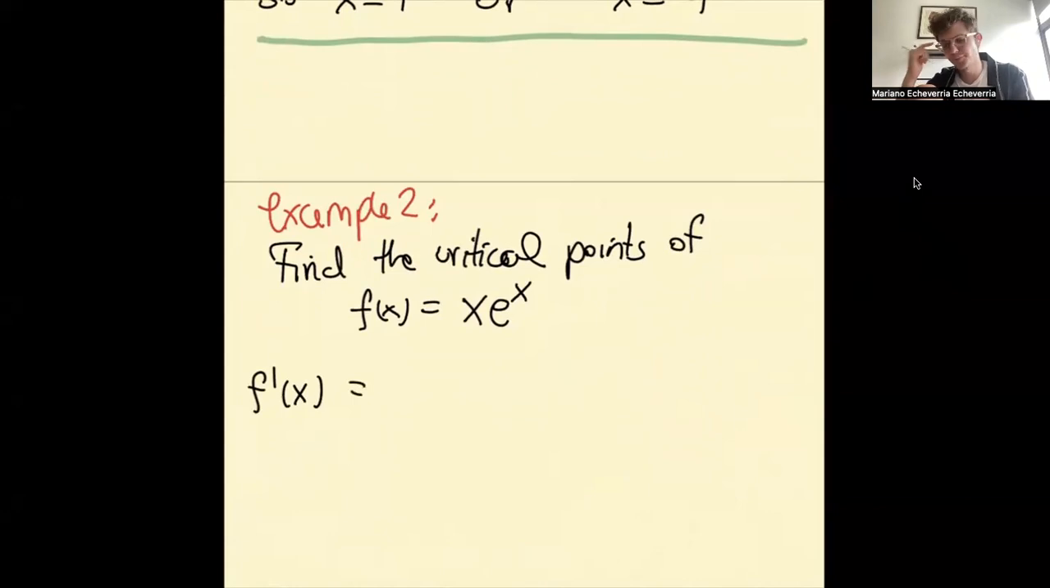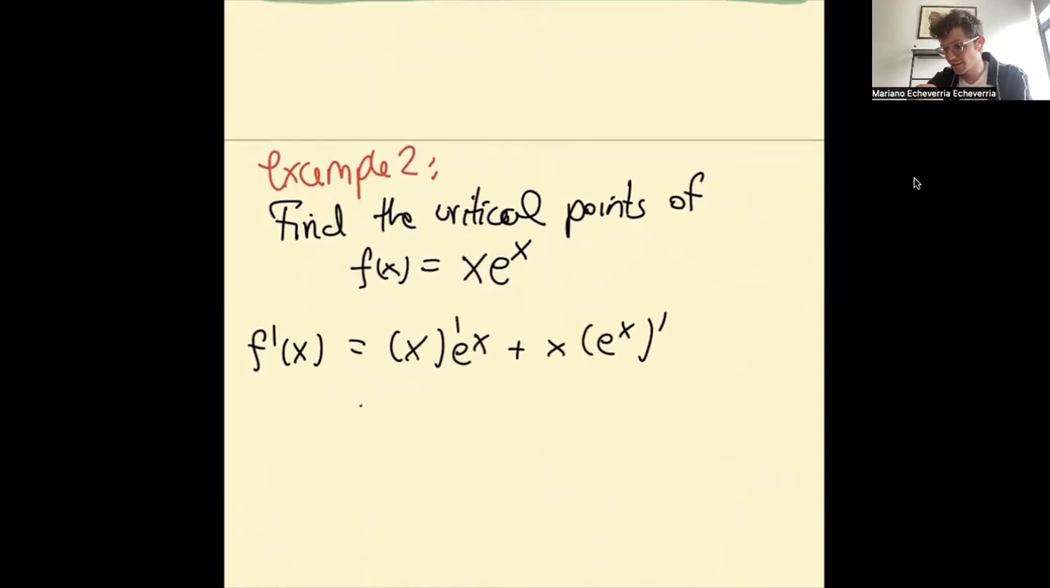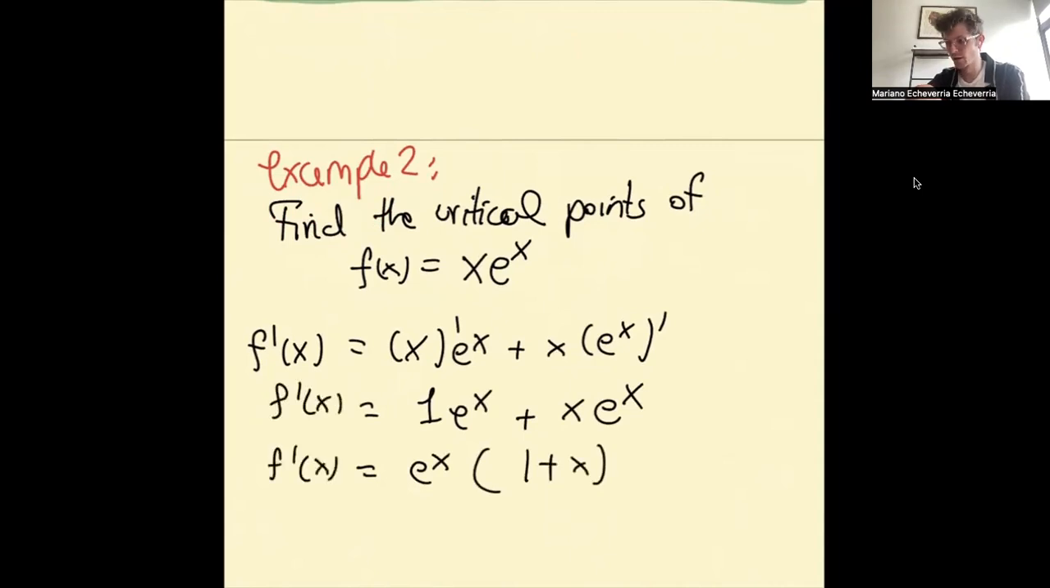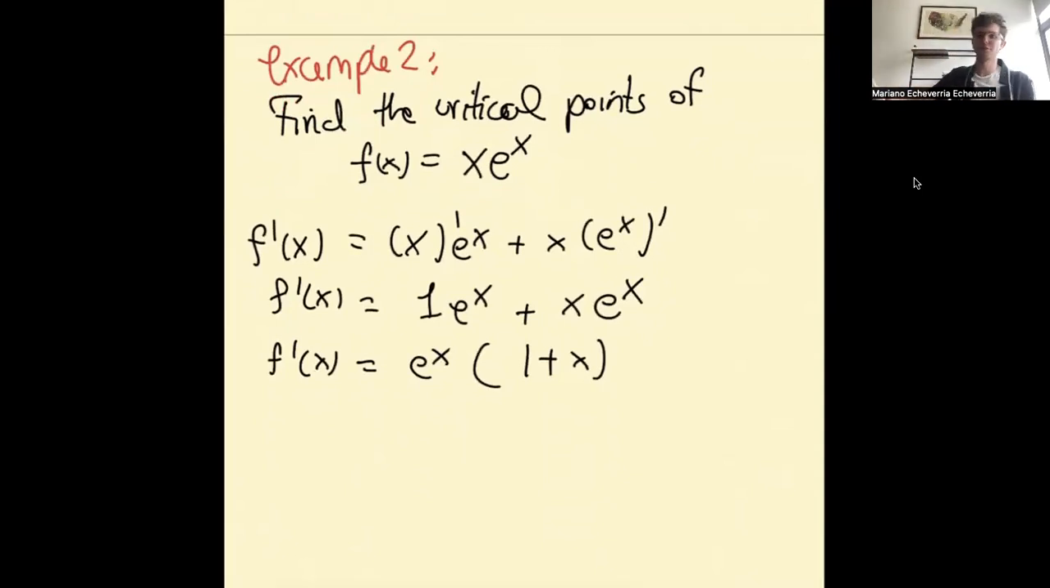You have to use the product rule. So it's x prime e to the x plus x e to the x prime, right? That's the product rule. Then the derivative of x is just 1, remember? So you get 1 e to the x plus x, and then the derivative of e to the x is itself, right? So you get e to the x times (1 plus x). And for the critical points, you need to set that equal to 0.